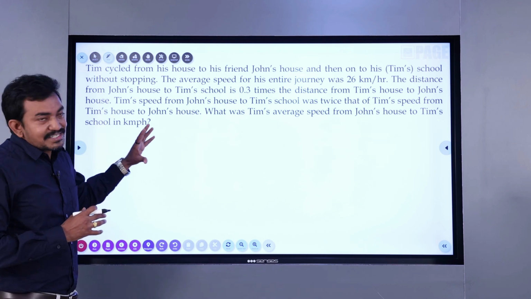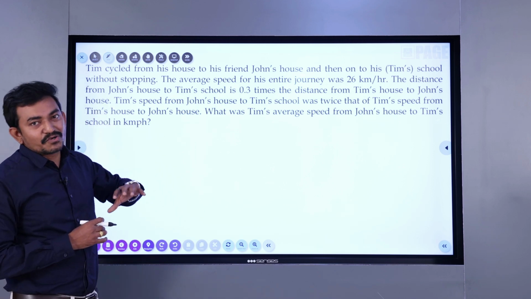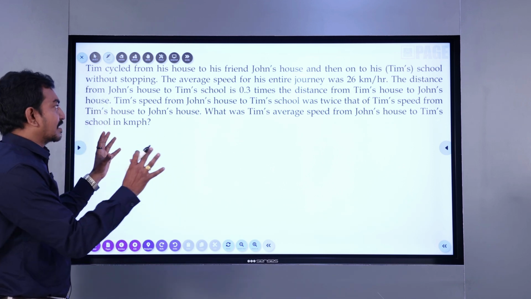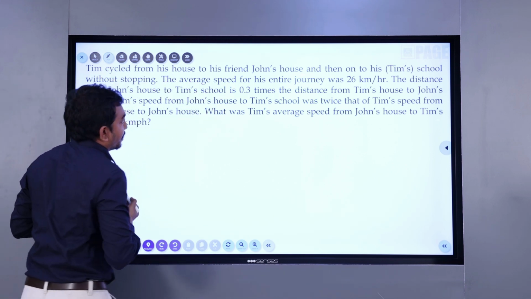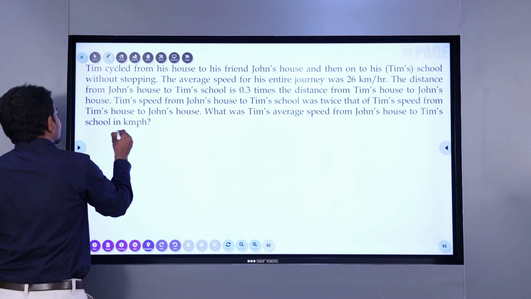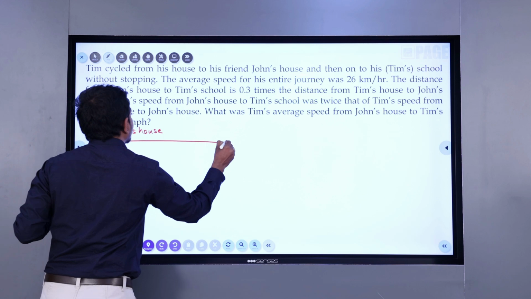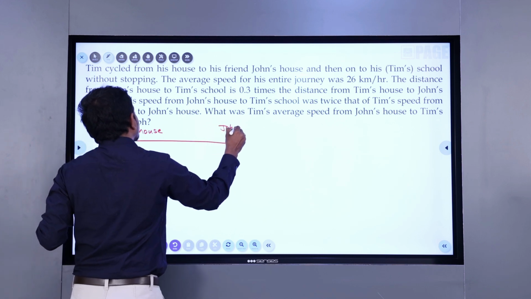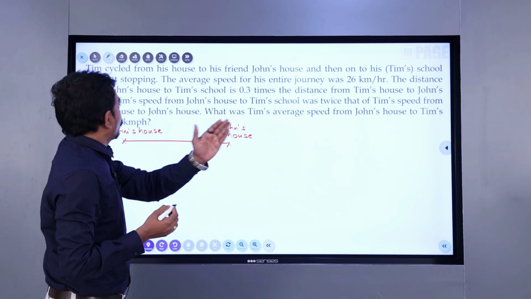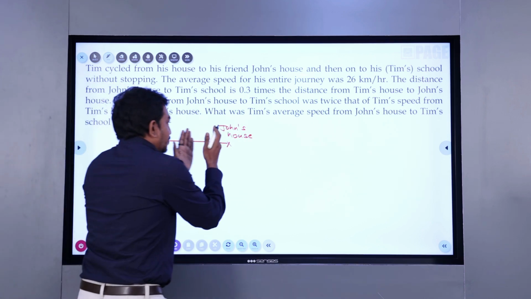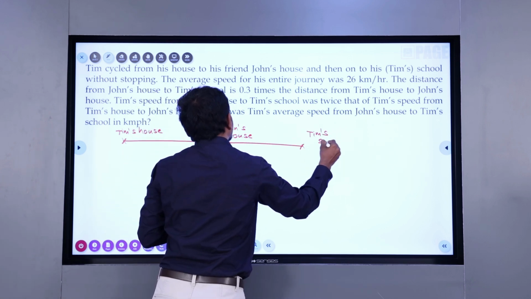As we discussed, the question seems to be a tongue twister, with a lot of wording about Tim's school, John's house, Tim's school. So let us try to make a small diagram for this. Tim cycled from his house to his friend John's house. Let us take this as Tim's house. From here, he is going to his friend John's house, and then on to his school without stopping. From John's house, he is going towards Tim's school without any stoppages, right?